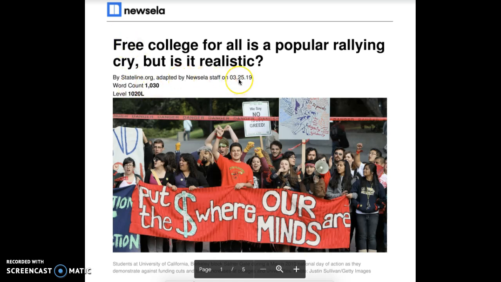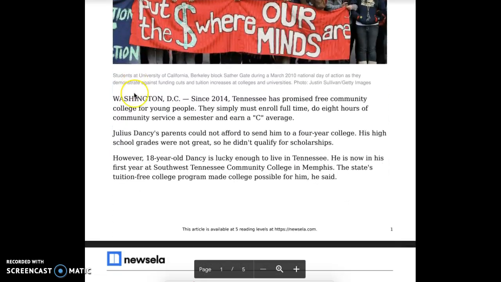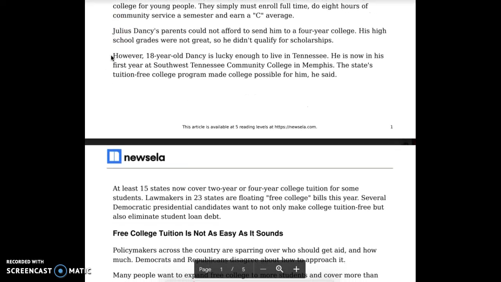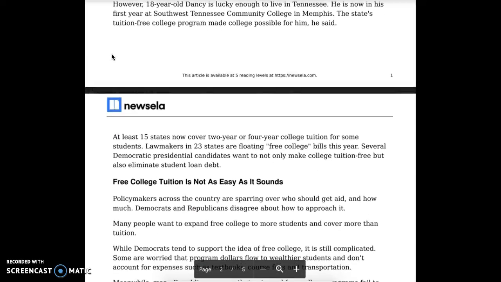It was written on the 25th of March for stateline.org, and it begins this way. Since 2014, Tennessee has promised free community college for young people. They simply must enroll full-time, do 8 hours of community service a semester, and earn a C average. Julius Dancy's parents could not afford to send him to a 4-year college. His high school grades were not great, so he didn't qualify for scholarships. However, 18-year-old Dancy is lucky enough to live in Tennessee. He is now at his first year at Southwest Tennessee Community College in Memphis. The state's tuition-free college program has made college possible for him, he said.